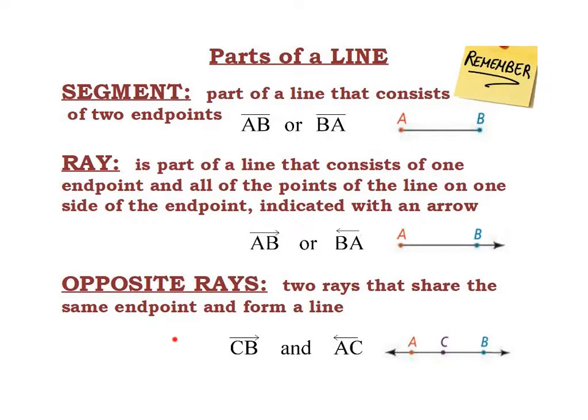Okay, last one, opposite rays. These are 2 rays that share the same endpoint and they form a line. So they're rays that are going opposite directions. In this case, we have this point C, and we're going to look at that like that's an endpoint, and I'm going to have C going towards B. That's a ray right here. But I could also have C going towards A. So C going towards A. And again, that could be written the other way as long as you switch the arrow on it. Those are considered opposite rays.